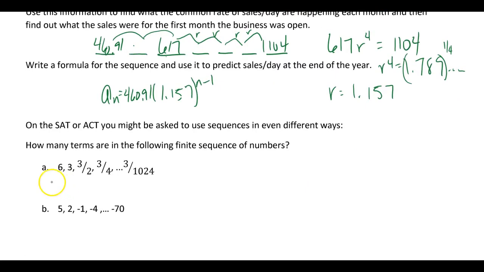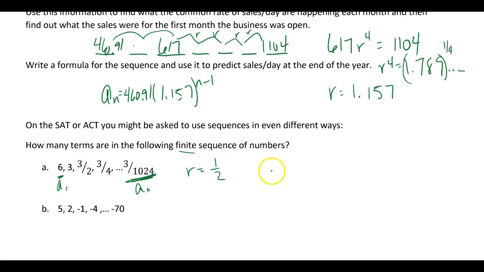So how many terms, this is exactly a couple questions I've seen before. How many terms are in the following finite sequence of numbers? Well, finite just means that it ends, so it's giving you the start, your A1, and then it's giving you the last term, which is your AN. Your goal is to figure out how far out this went to get to that term. So look for the pattern. We're going from a 6 to a 3 to a 3/2 to a... I think what's happening here is we are multiplying by a half each time.